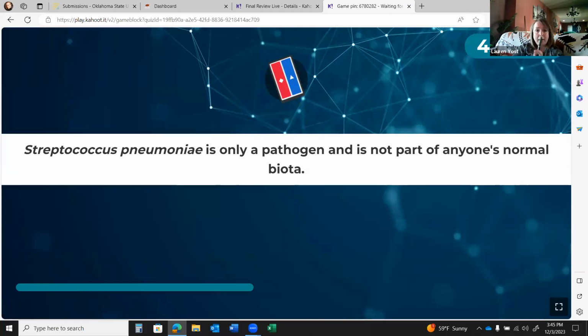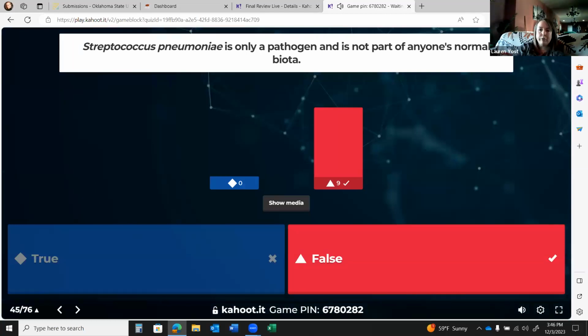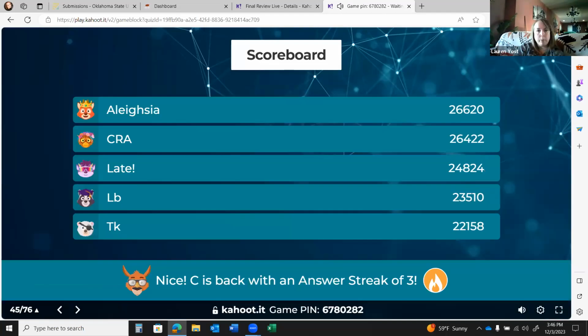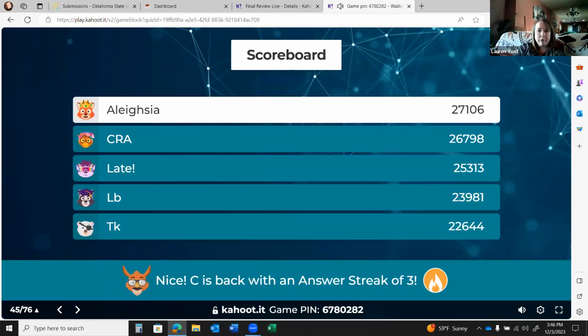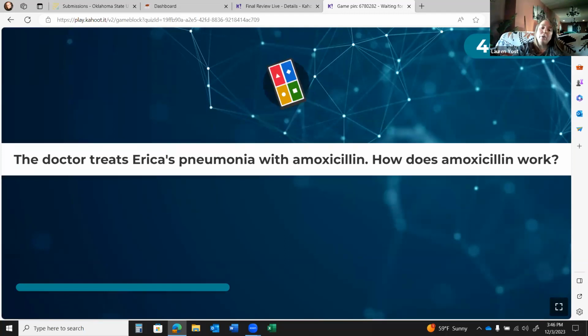Streptococcus pneumoniae is only a pathogen and is not part of anyone's normal biota. We went over this one in the review, so it's probably a refresher there. So yes, that is going to be false. You absolutely can harbor it as part of your biota. We talked about this with mothers getting swabbed for group B streptococcus. About 10 to 40% of mothers will have it in their vagina, and this is one of those bacteria that qualify in that category. So the doctor treats Erica's pneumonia with amoxicillin.